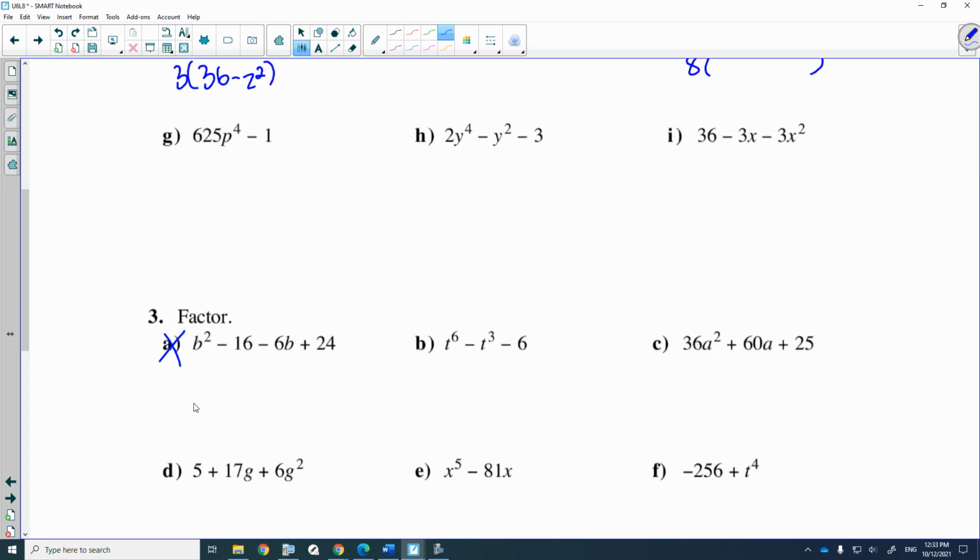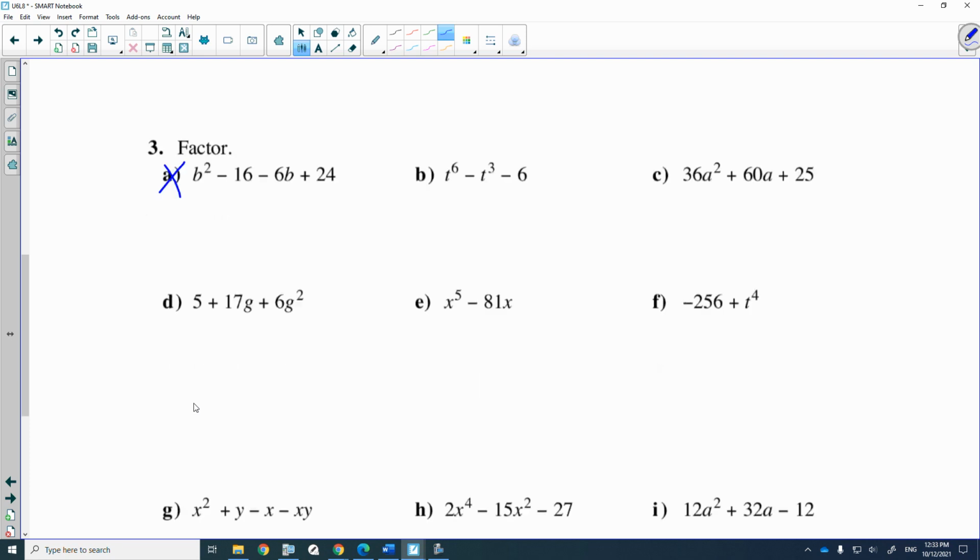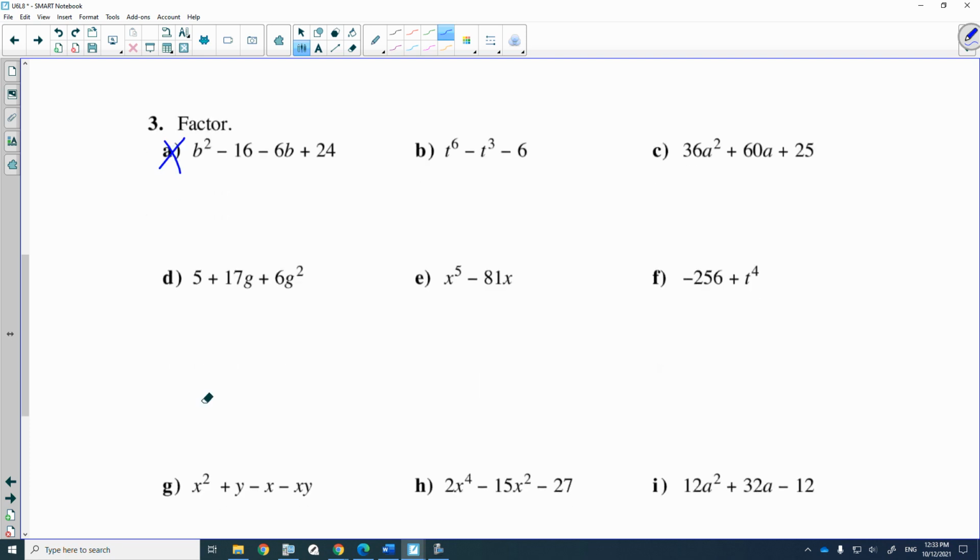Let's look at number 3. I want you to do D. Can you please rewrite D right now for me? So it's got to always be in descending order of X, or in this case, descending order of G. So it would be that guy first, that guy second, and the constant is last.